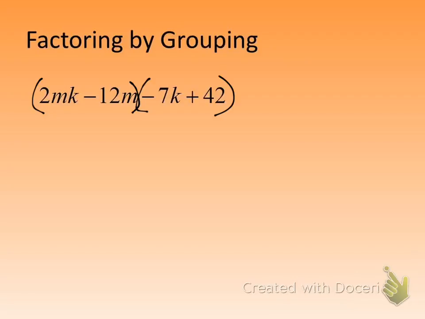Okay. So, what is the GCF out of 2mk minus 12m? 2m.